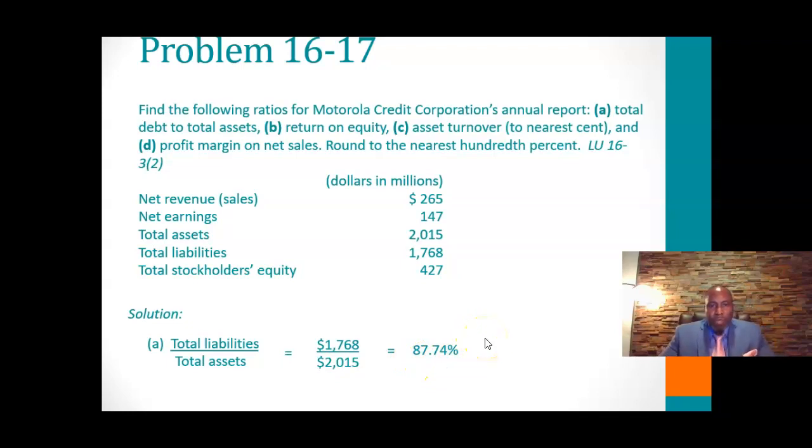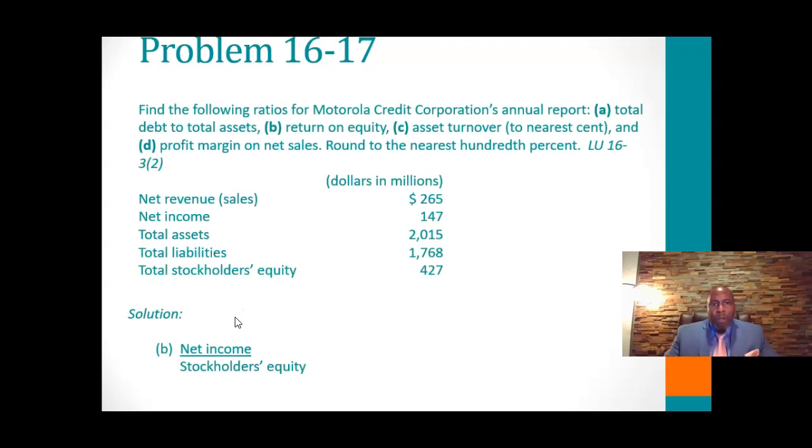87.74%. But how do you interpret that? This is saying that our debt represents 87.74% of our assets. So meaning that almost 88% of our assets were acquired through debt, which is not a good percentage. So we have a high reliance upon debt in order to acquire assets for this actual company.